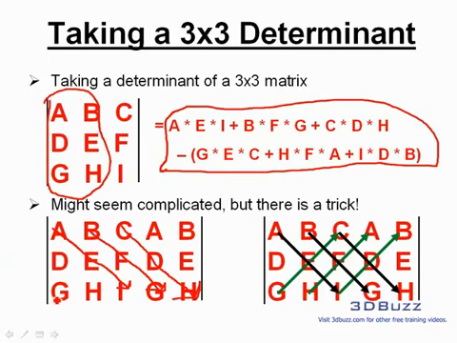Meanwhile, if you're going up diagonally, those get subtracted. So G times E times C is subtracted. H times F times A is subtracted. I times D times B is subtracted. I gotcha. So the ones going up in green are subtracted.